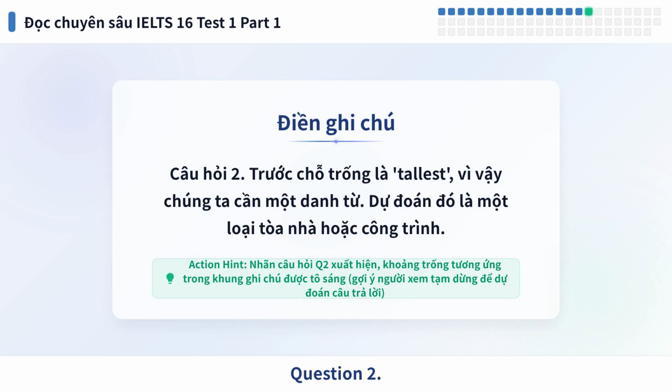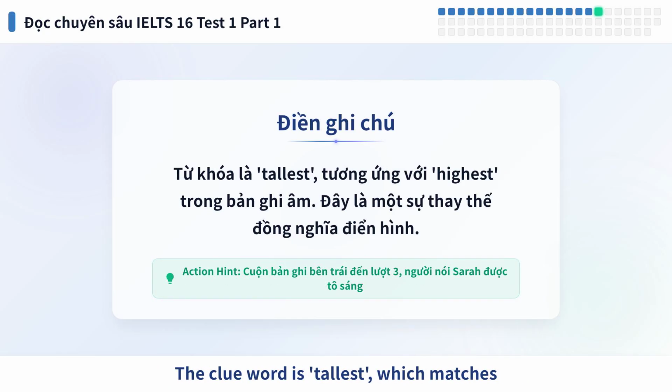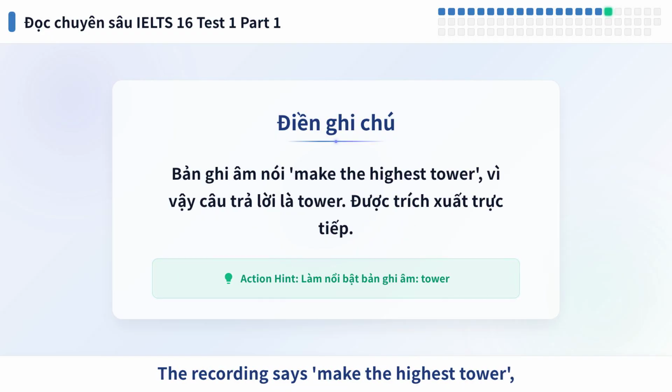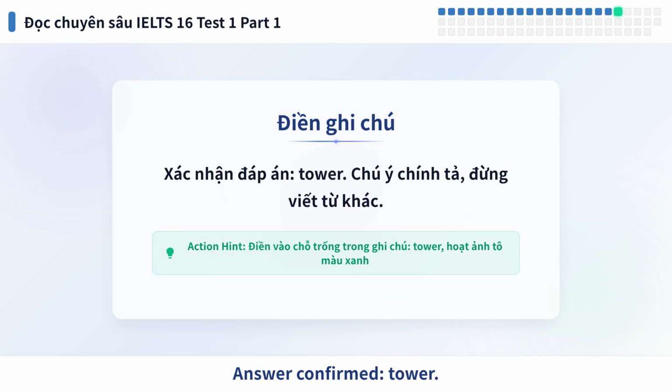Question 2. Before the blank is tallest, so we need a noun. Predict. It's a type of building or structure. The clue word is tallest, which matches highest in the recording. This is a typical synonym replacement. The recording says make the highest tower, so the answer is tower. It's directly extracted. Answer confirmed tower. Pay attention to spelling. Don't write other words.